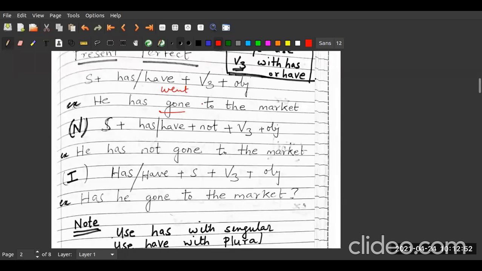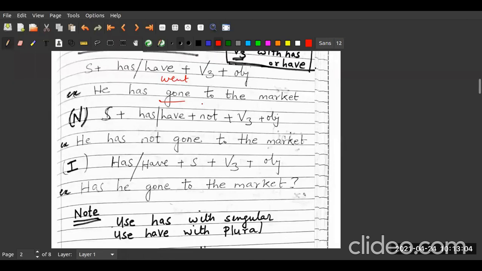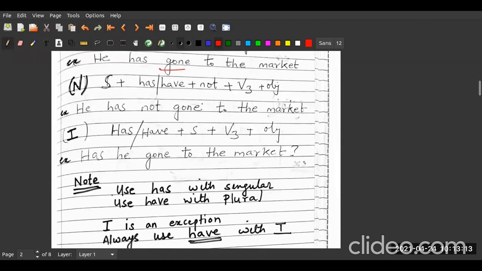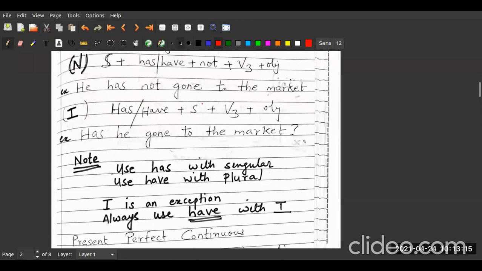Always, you have to remember that with has, have, also with had. HAD had जो है उसके साथ भी हमेशा V3 ही यूज होता है. So making negative is very easy. Has, have plus not. Then making interrogative is also easy. You just have to change the position of two words. Then has he gone to the market?